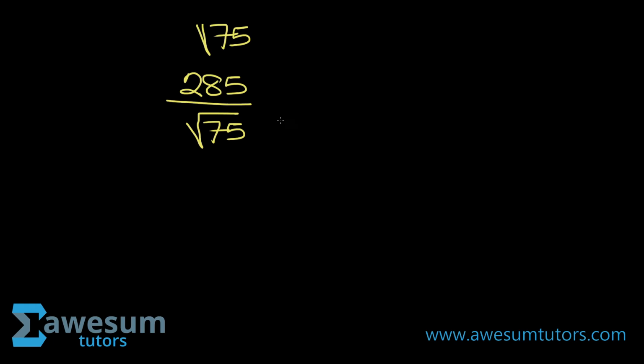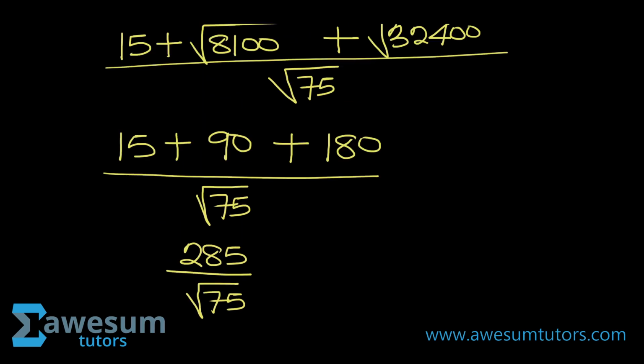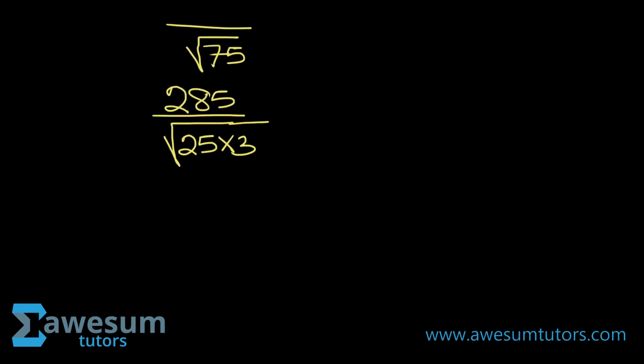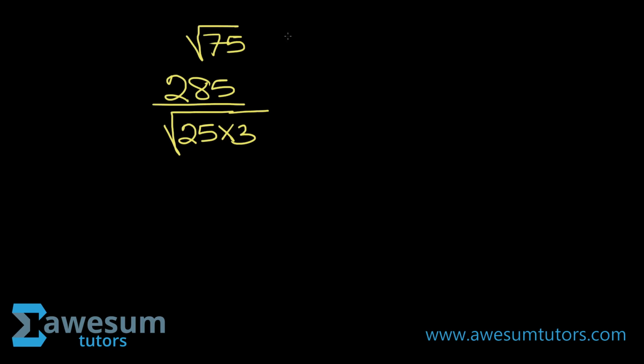Now what we need to do is to break out this 75. So we have 285 divided by root 75. If you look at 75, I can break it down to be 25 times 3. Okay, I can break it down that way. So that means in that case I have root 25 times root 3.